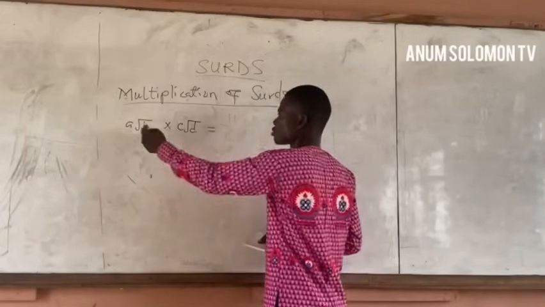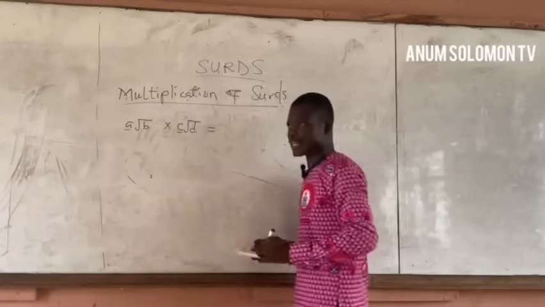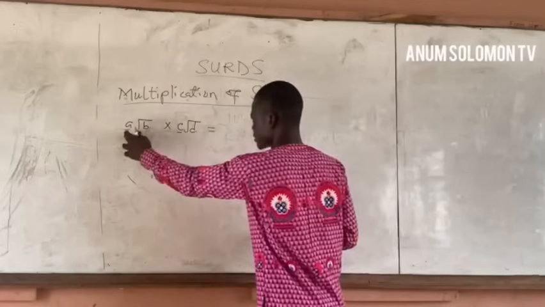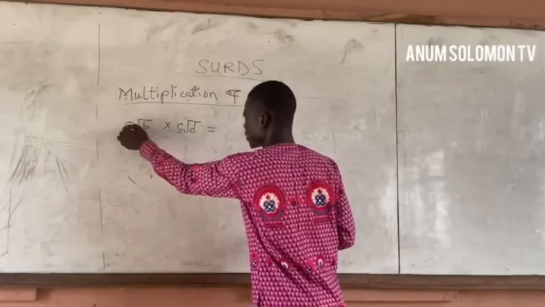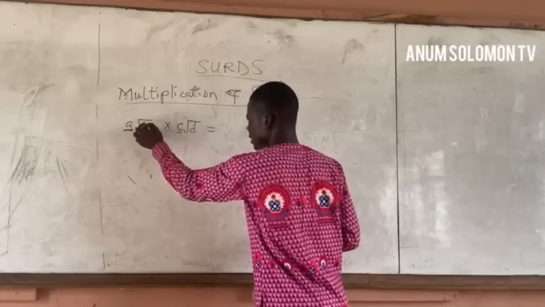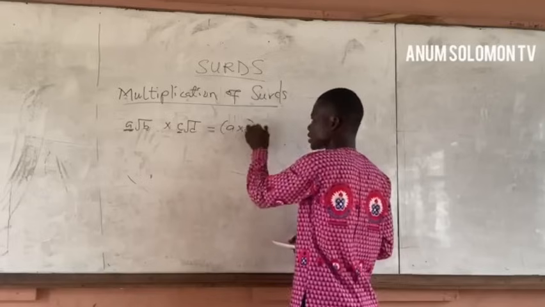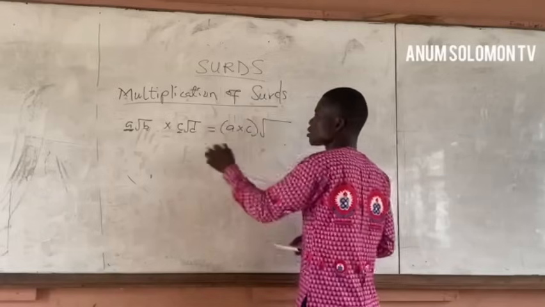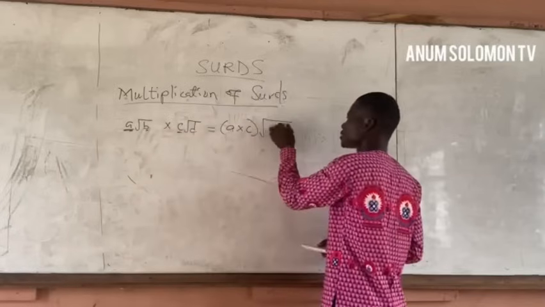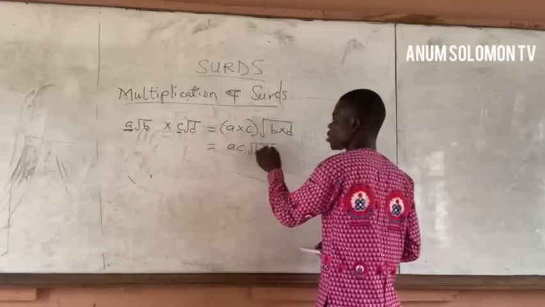you have to use the terms in front of the radicals, let me say the coefficients, to multiply themselves. So this is the constant and this is the surd. Constant by constant, you have a times what? c. After that, you have root of b times d. You get b times d. So finally, we are going to get ac times root of what?